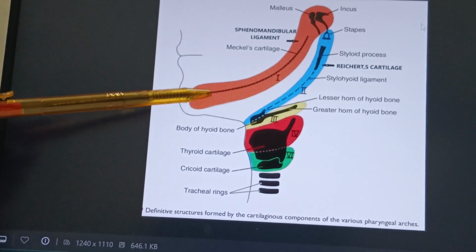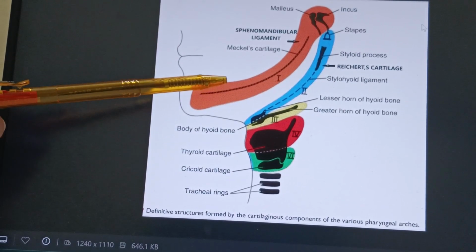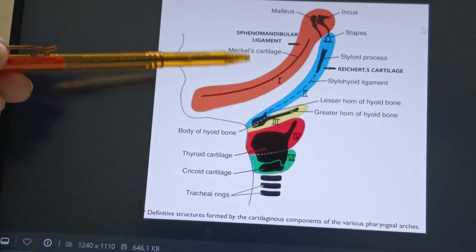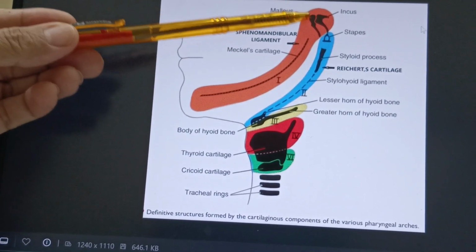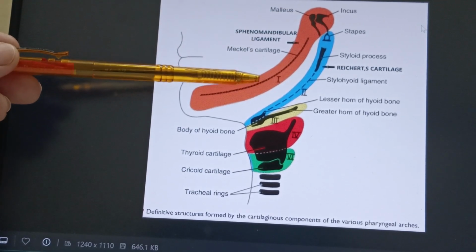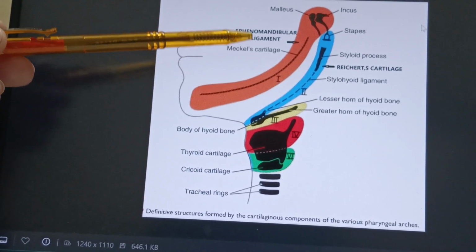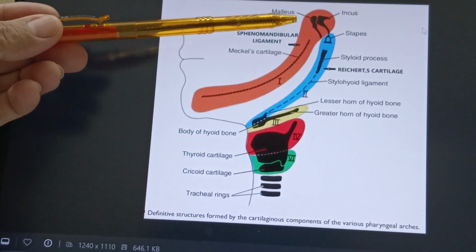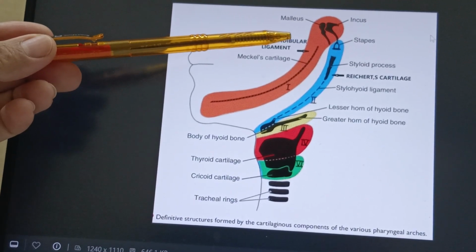Now see that this is the first pharyngeal arch that gives rise to various structures, in which we see there is Meckel's cartilage, the future mandible, we see the malleus and incus, and the sphenomandibular ligament. In addition to these things, there are other bones called the maxilla, the squamous part of the temporal bone, and the zygomatic bone. All these are also derived from the first pharyngeal arch.